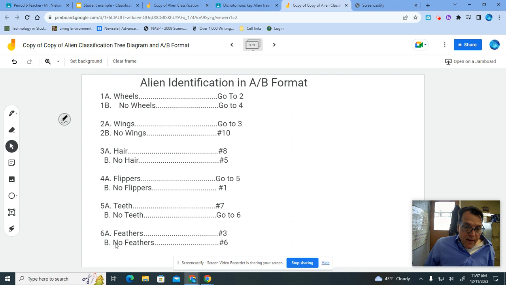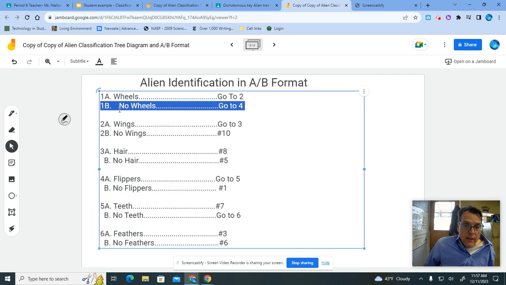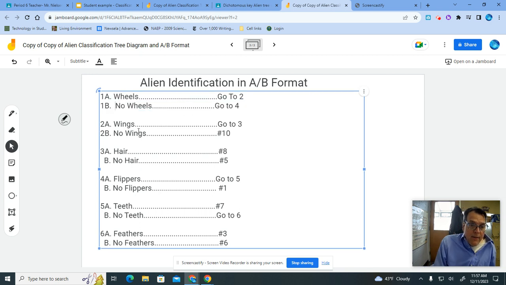Number 6 has no feathers. That's true. That was line 6. So I finally go to 6. It has no teeth. That's true. That's line 5. Finally go to 5. It had flippers. That's true. That's line 4. Finally go to 4. And it had no wheels. And you would do that for every single organism all the way up. And if everything rang true, then it works.